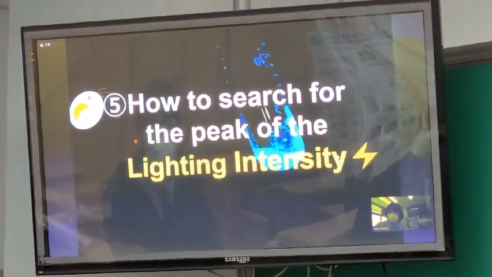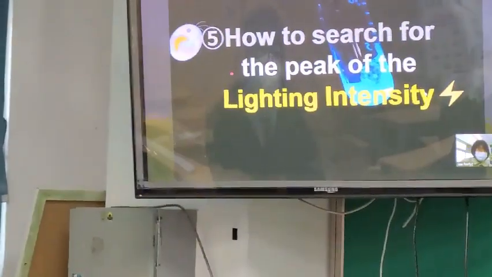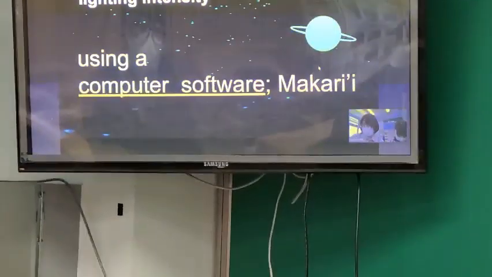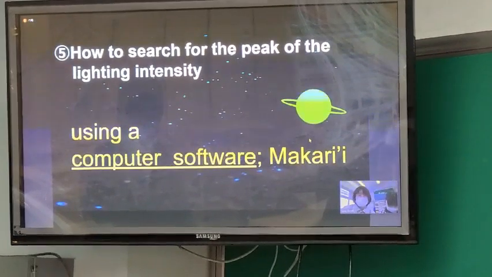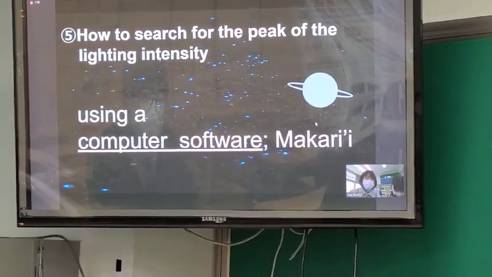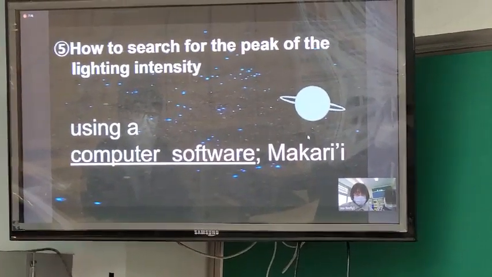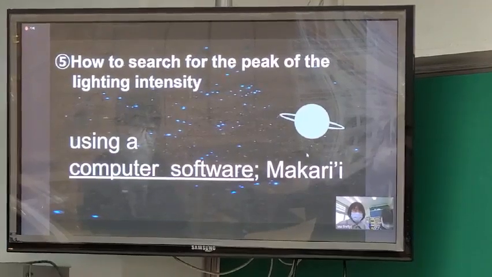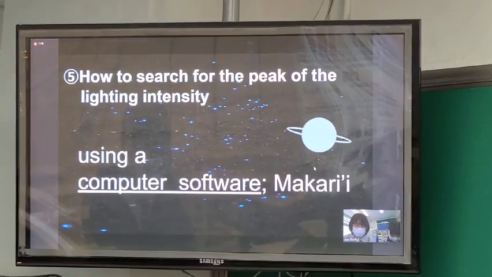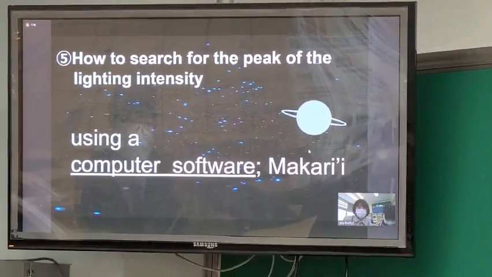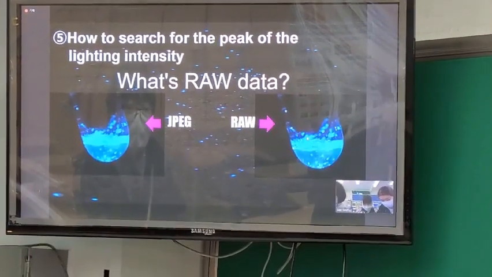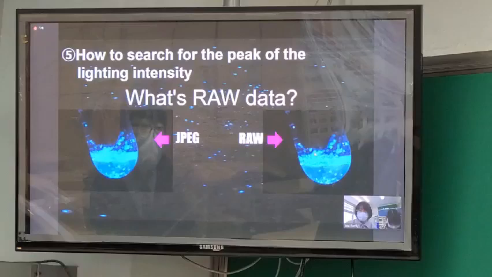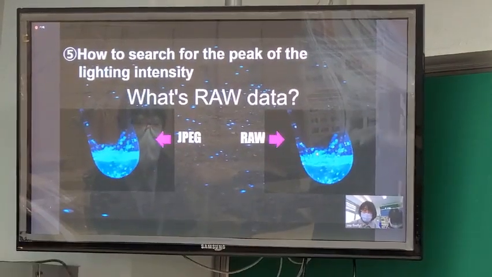And next, how to search for the peak of the lighting intensity. We set the peak of the lighting intensity by using a computer software called Makali. This computer software is used by astronomy researchers. And when we took the picture, we saved the data as raw data.